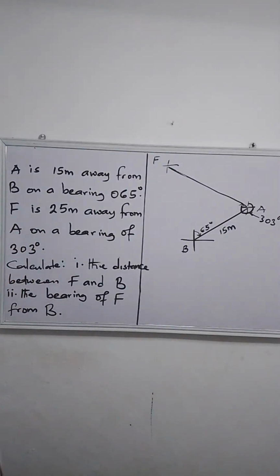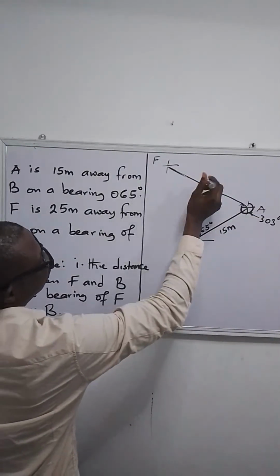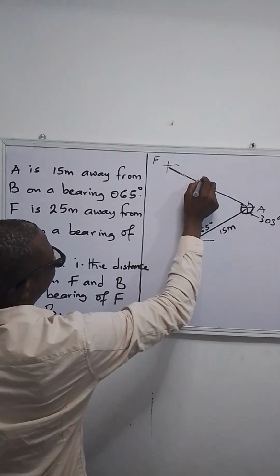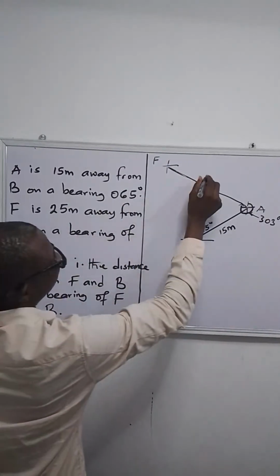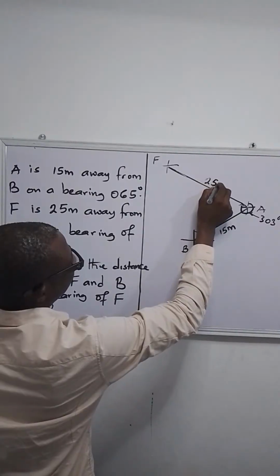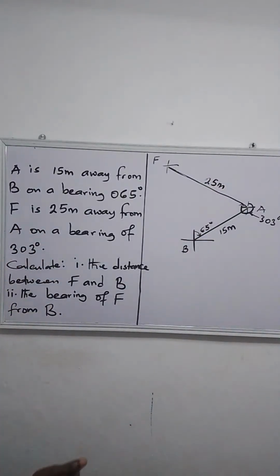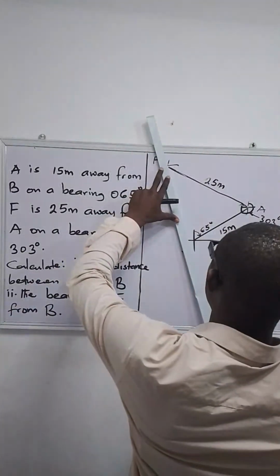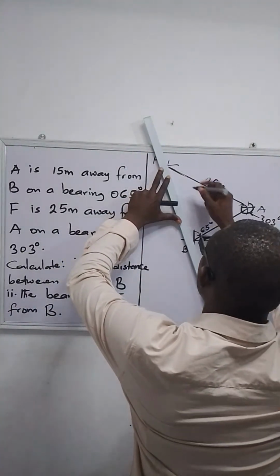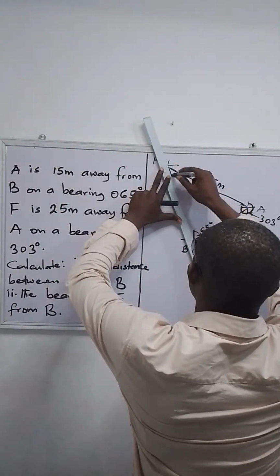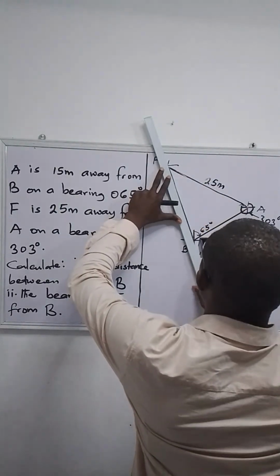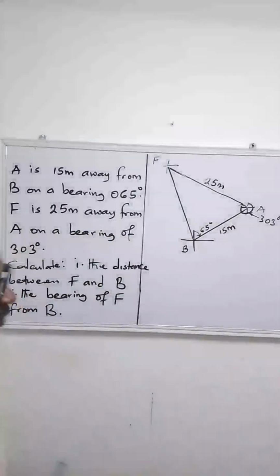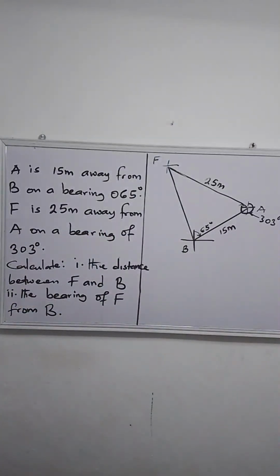Okay, so now the distance between A and F is 25. We have been given in the question 25 meters. So now let's join the points together. Good. So this is the diagram. So the first thing is to know how to draw the diagram correctly, which we have done.